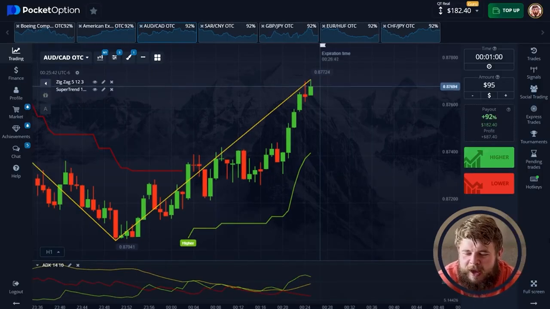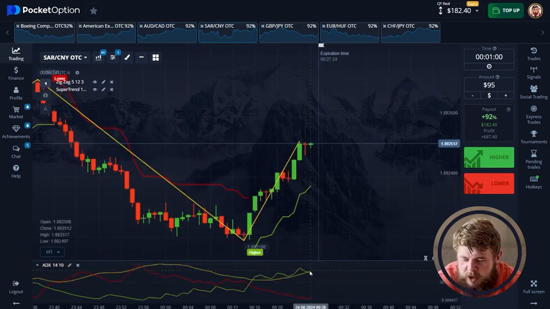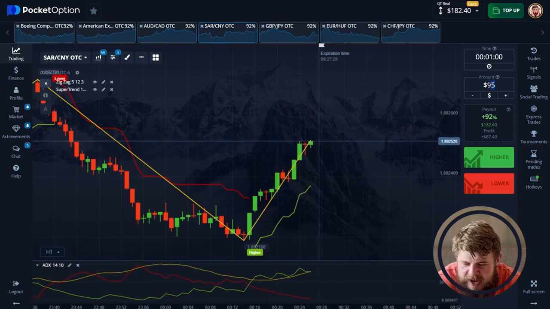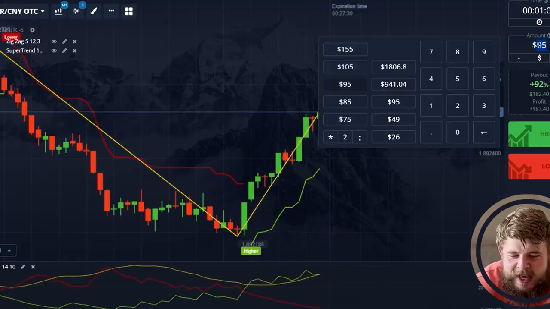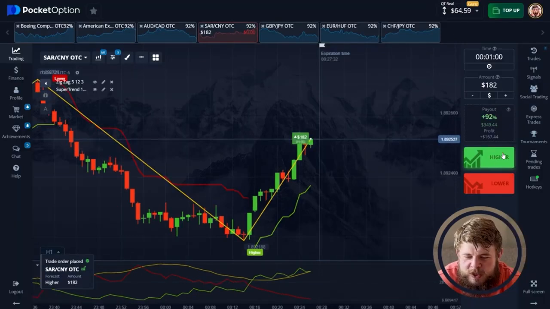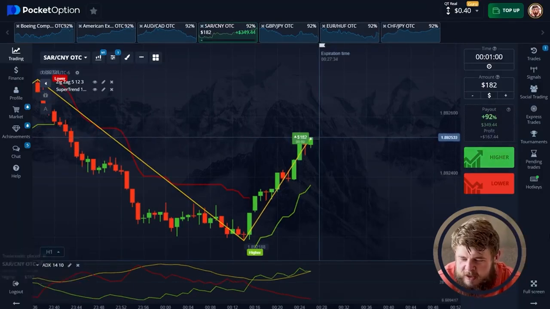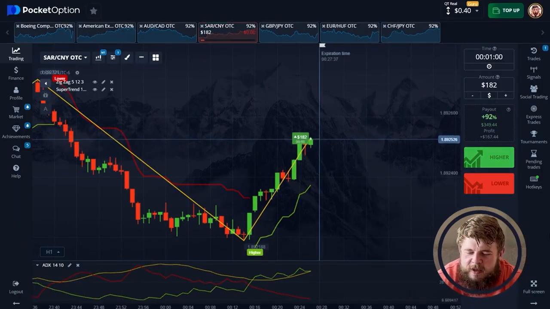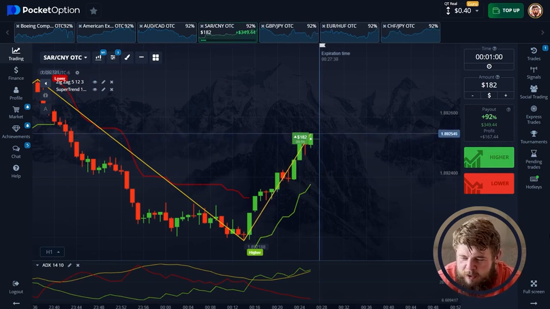Okay, okay, okay. So the price. So here, according to the ADX, SuperTrend and ZigZag, we're in the buy zone. So let's do this. Let's open buy position with investment of $182. Okay, guys. So we have opened it.